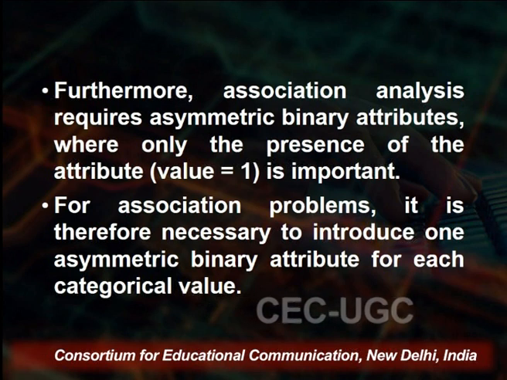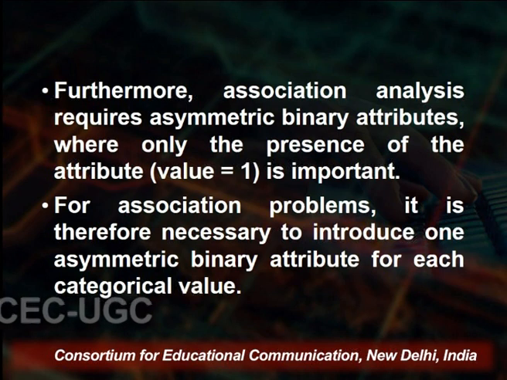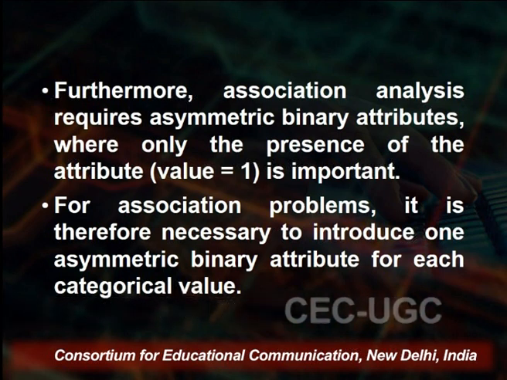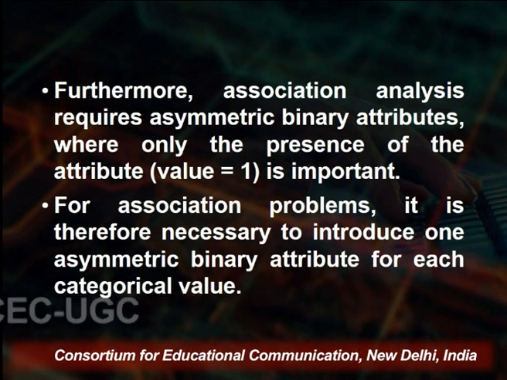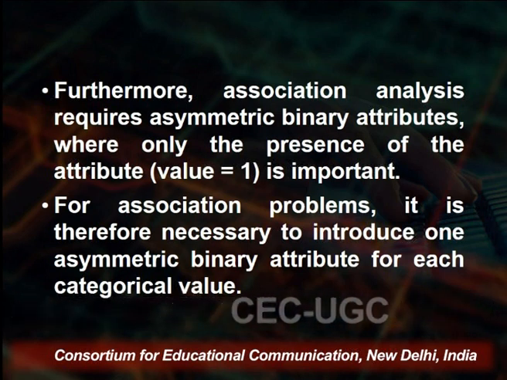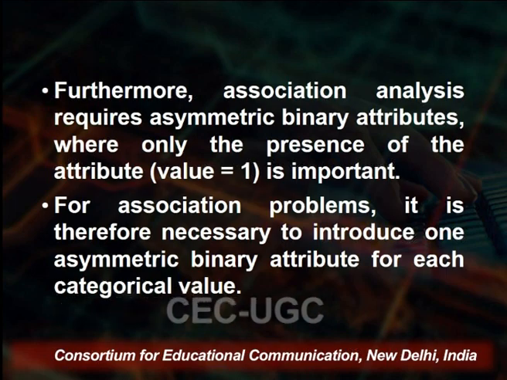Furthermore, association analysis will also require asymmetric binary attributes where only the presence of the attribute, that is value 1, is important. We had seen that in asymmetric attributes we are only concerned about the places in the data where the value is 1. So it is very important here to introduce one asymmetric binary attribute for each of the categorical values. So instead of having 3 binary attributes, we will now have 5 binary attributes.